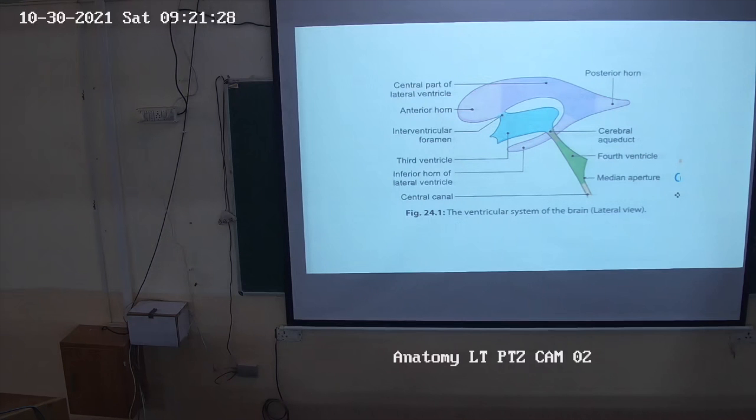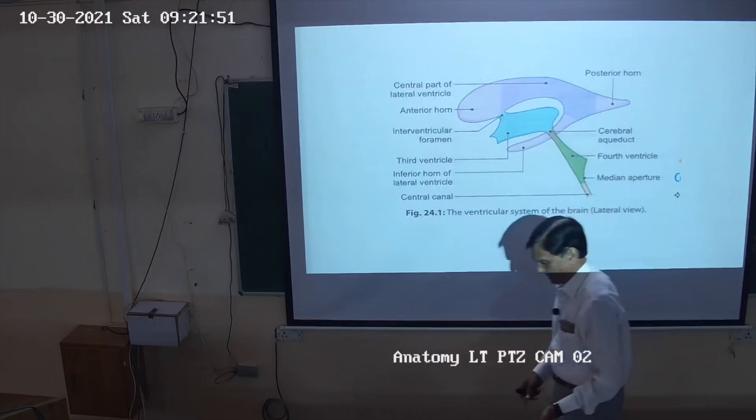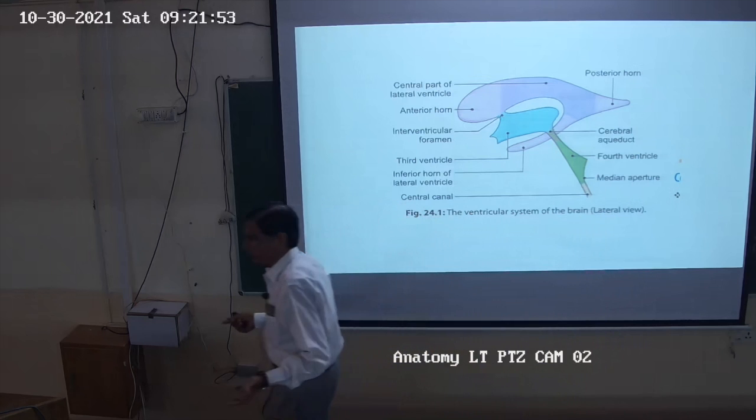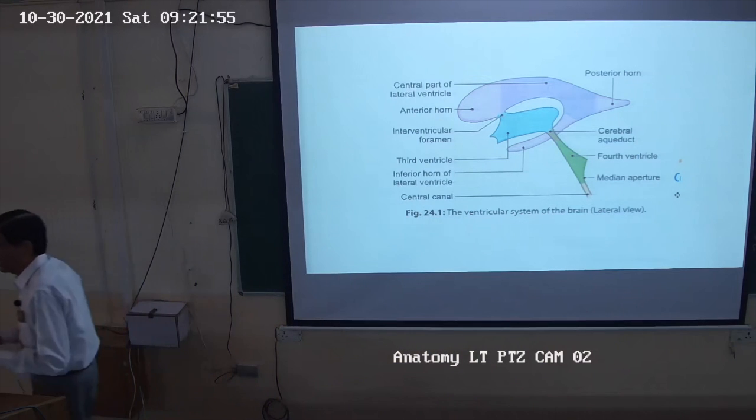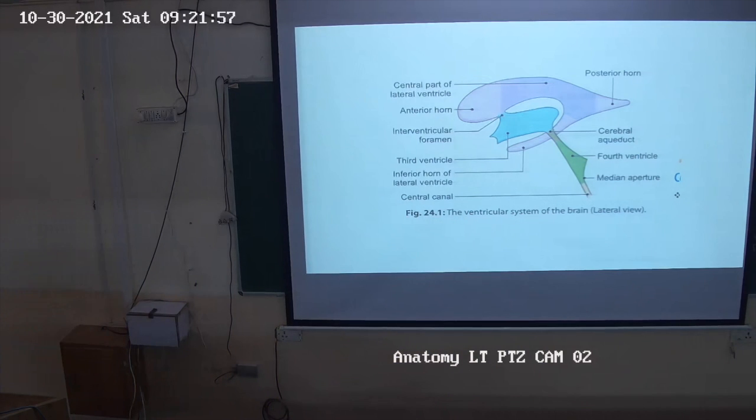Second function of it is, it also provides nutrition to the part of the brain and spinal cord. The third function, CSF is also used from the investigation point of view. Whenever there is an infection in the brain, the doctor first of all takes the CSF from the patient.